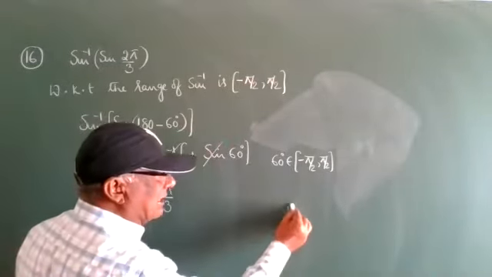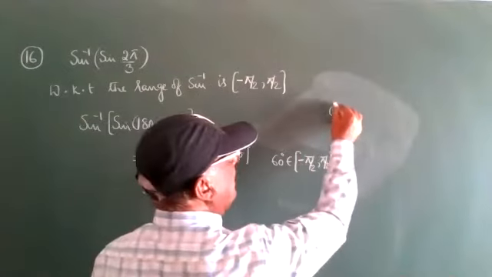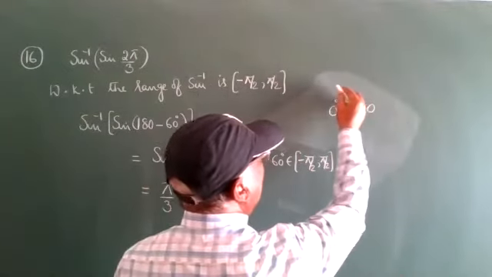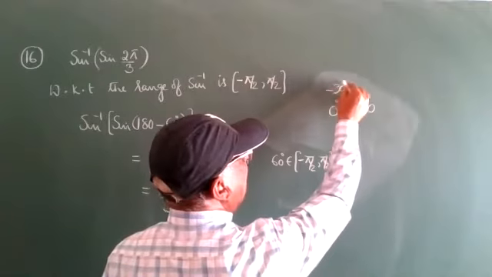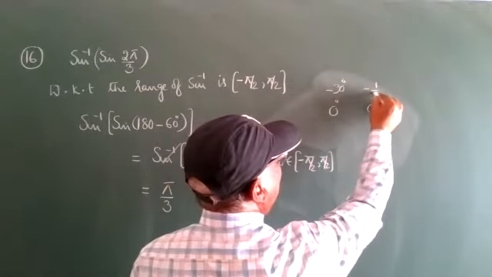So sine of 0 degrees is 0. Sine of 0 degrees is 0. Next, sine of minus 30 degrees is minus half.